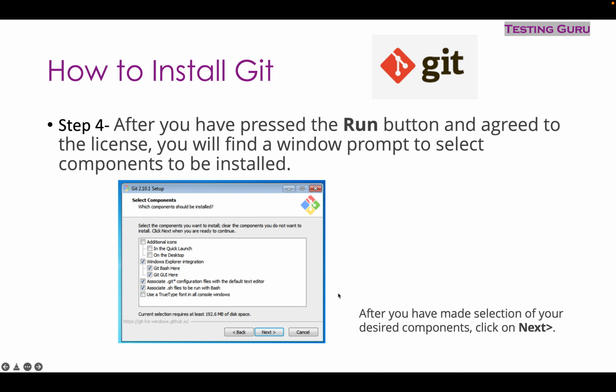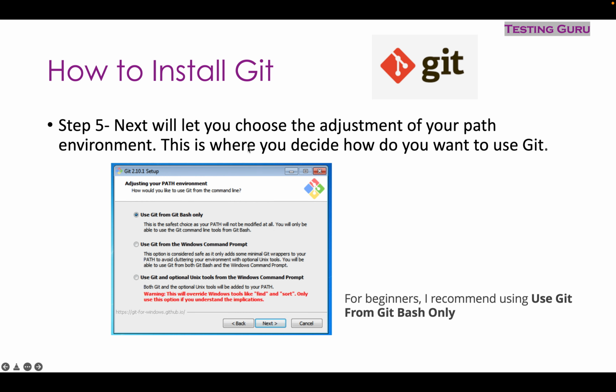Once you click on the next button, it will let you choose adjustment for your path environment. This is where you decide how you want to use Git. There will be multiple options. First will be use Git from the Git Bash only. This is the safest choice, as your path will not be modified at all, and you will only be able to use the Git command line tools from the Git Bash.